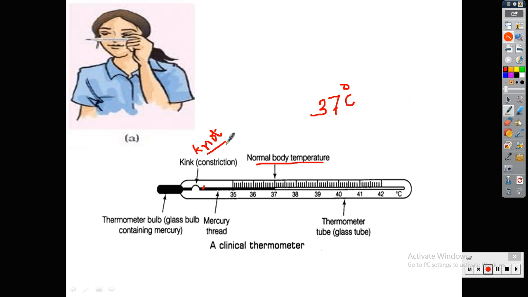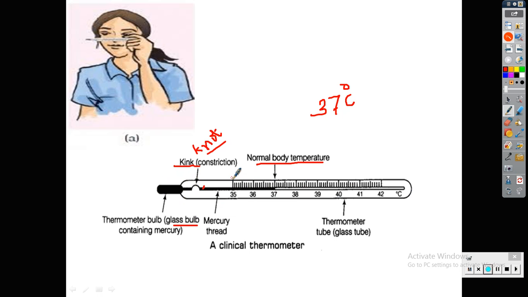So here I told you a knot is there which is preventing the flow of mercury back into the tube. That knot is known as a kink. The kink is present in these mercury clinical thermometers. This part is called the bulb of the thermometer, where the mercury is filled, this is the body of the thermometer, and this is the mercury thread.